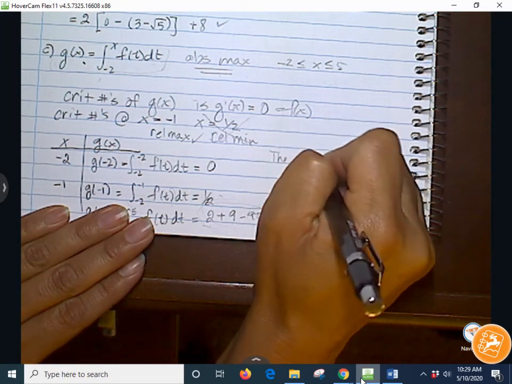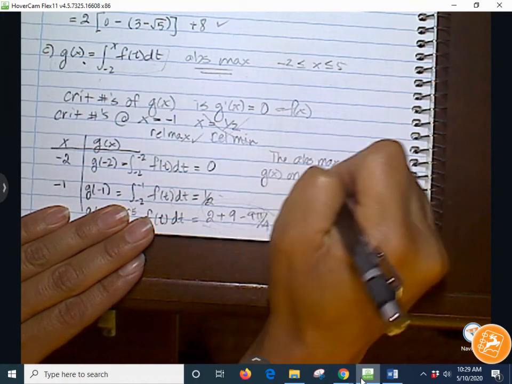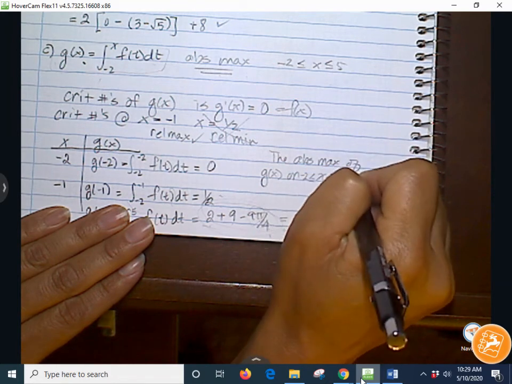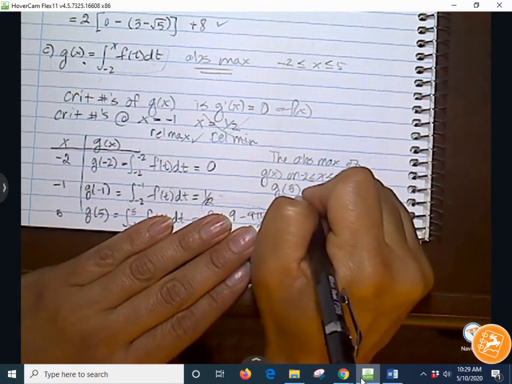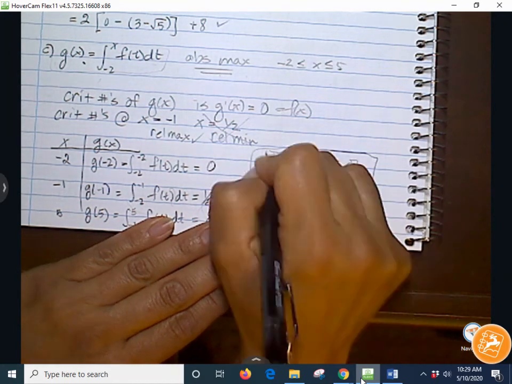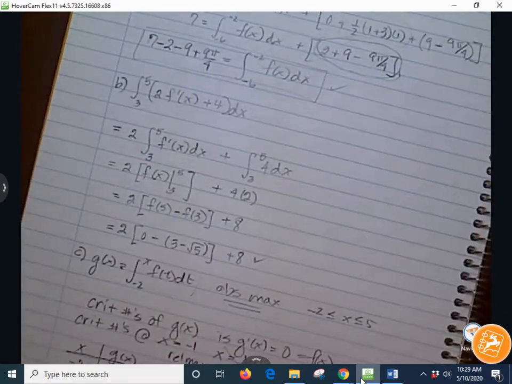The absolute max of g of x on the interval of negative 2 to 5 is g of 5. You can leave it as g of 5, or you can just write it as equal to 3.931. That's your conclusion. Okay? And then I have to use another sheet of paper.